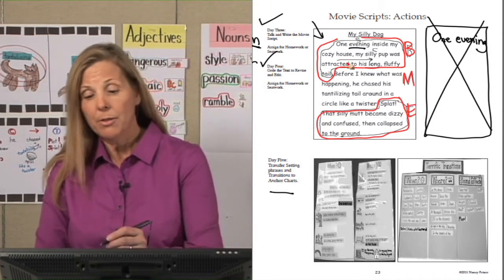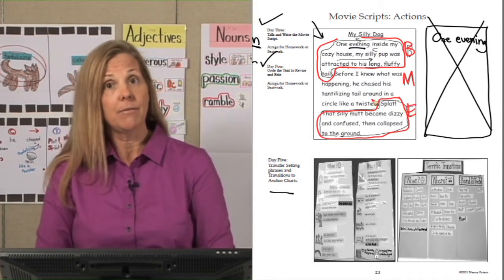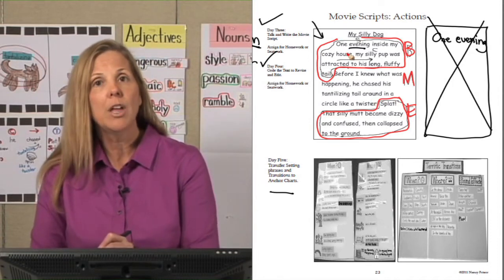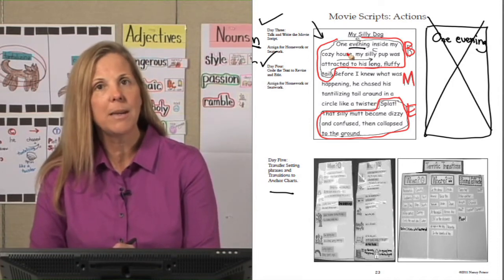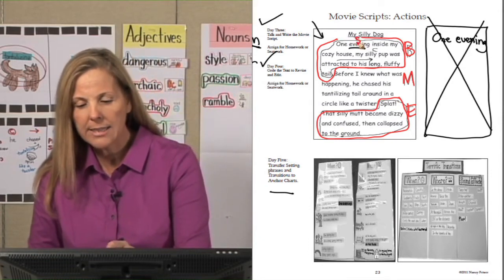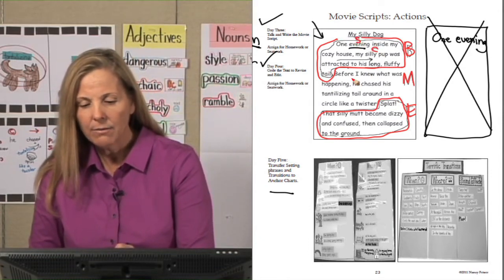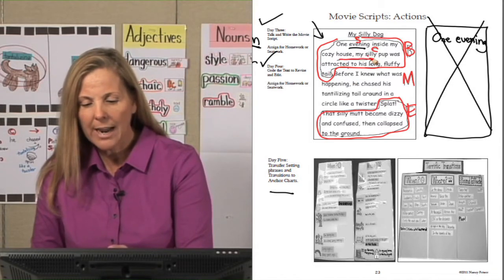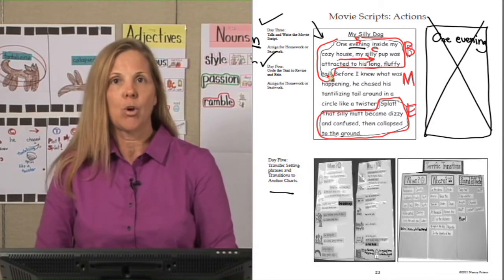After they've labeled the parts, the beginning, middle, and end of their movie, then they go to the beginning and label what needs to be in the beginning: a setting, character, and action. Notice we have our S, we have our C for character, and our arrow for action. So we're looking at all those parts.